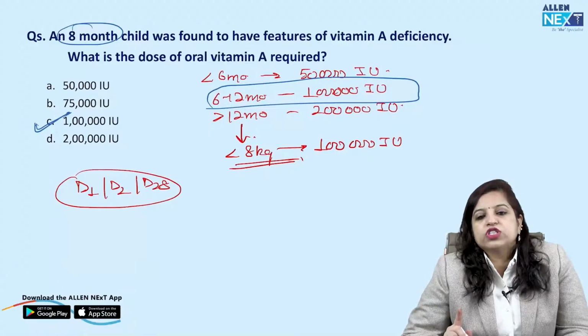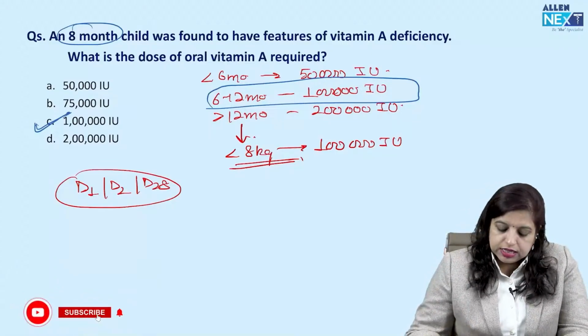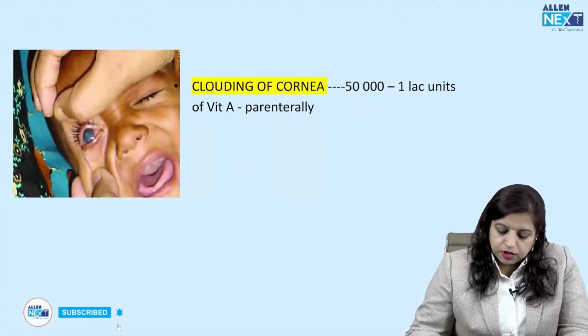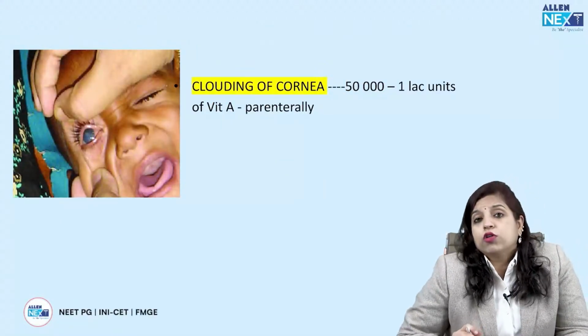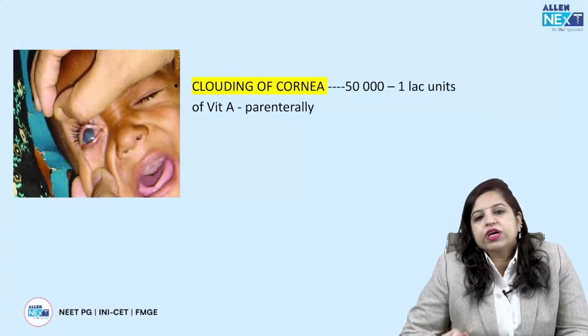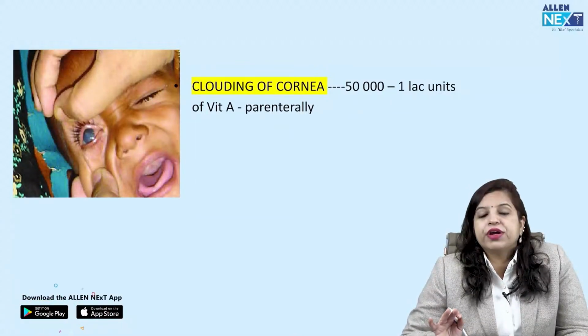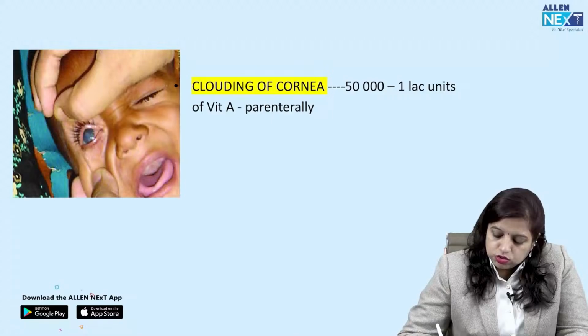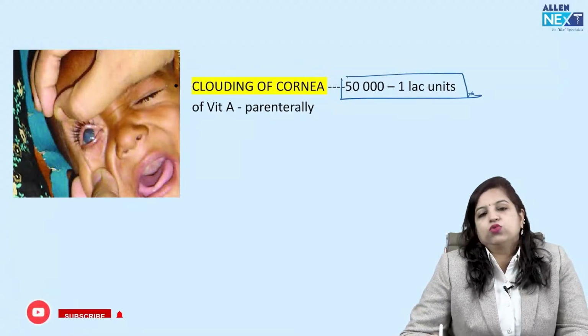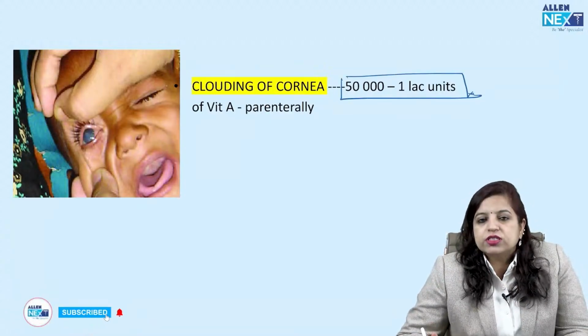Now, one more thing which everybody has to remember is that if there is clouding of cornea, then straight away one has to go for parenteral vitamin A, and the dose is 50,000 to 1 lakh units. So that is an emergency to be treated.